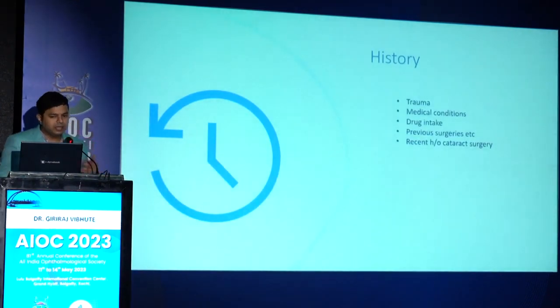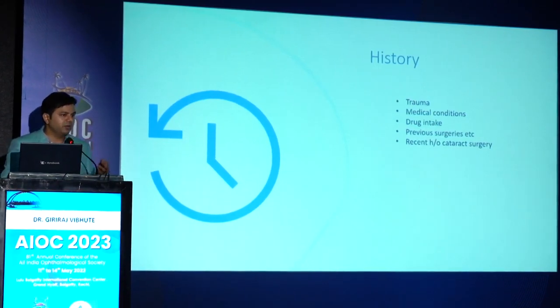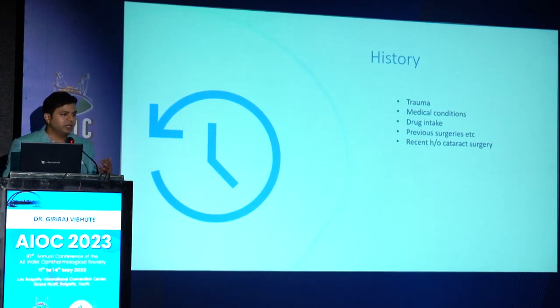After that, definitely history is important, history of trauma. In rural population, and especially if you are taking history from women, you may have to take that in privacy because they may be afraid of telling the history of trauma in front of their relatives. Same thing applies to children also. They may be afraid to tell any history of fight in the school and all. Medical conditions, of course, most important, then history of any drug intake and history of previous surgeries.